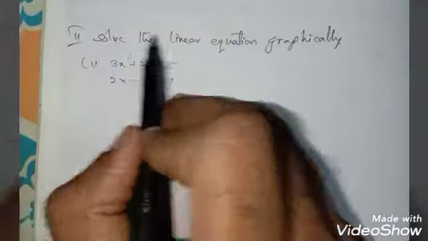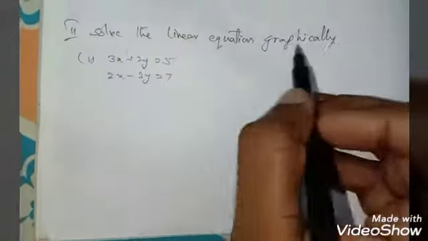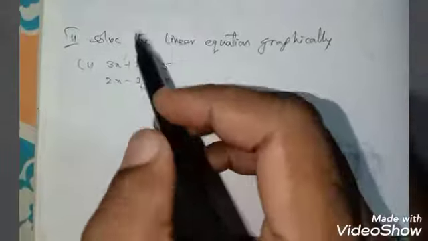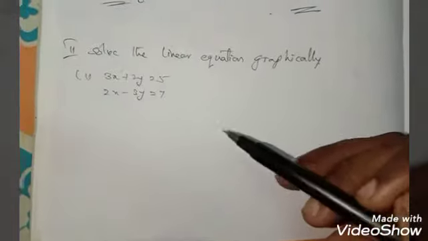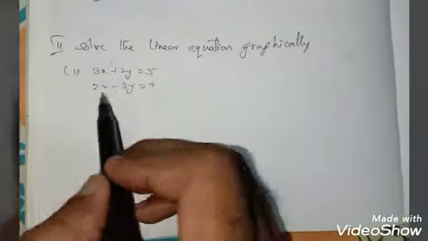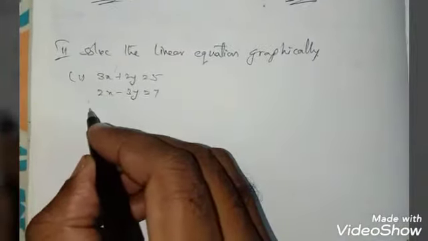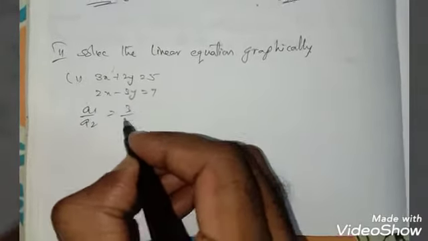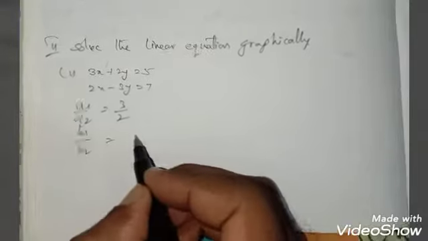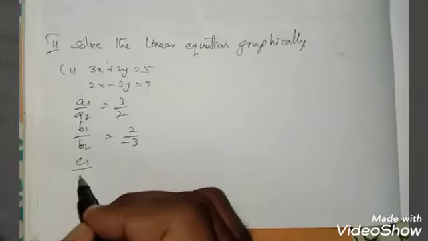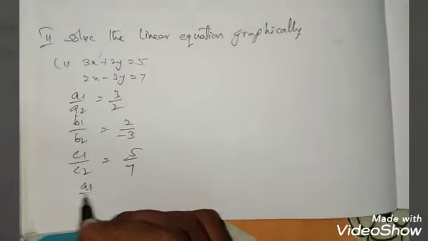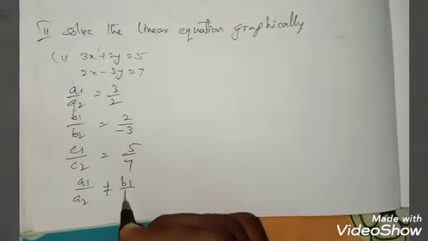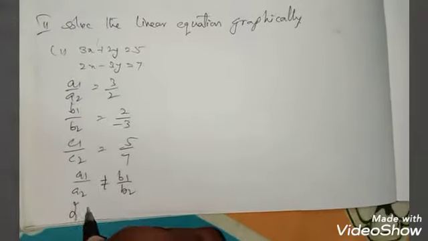Now coming to the second bit, that is, solve the linear equations graphically. So graphically we have to show the representing values of the linear equation. So previously we have learned till this step, right? So after this step we have to go for the graph, right? So first you can show whether the given equations are intersecting lines or parallel lines by using the above method, that is a1 by a2 is equal to 3 by 2. Next b1 by b2 is equal to 2 by minus 3 and c1 by c2 is equal to 5 by 7. So here all the ratios are not equal, so I can say a1 by a2 is not equal to b1 by b2. So naturally we are getting intersecting lines.